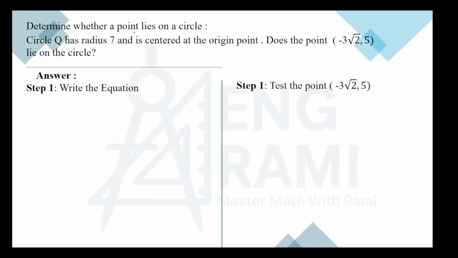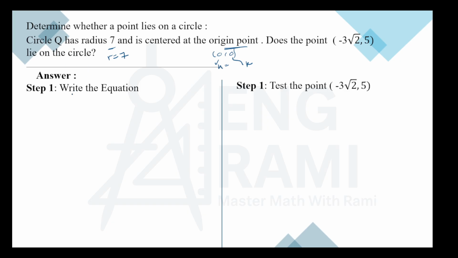Determine whether a point lies on a circle. This is also a new type of question. Circle Q has radius 7. Then r equals 7, the radius, and it is centered at the origin point. That means (0, 0). From here, h equals 0, and this is k, which also equals 0. Does the point (-3 square root of 2, 5) lie on the circle? It's a good type of question.